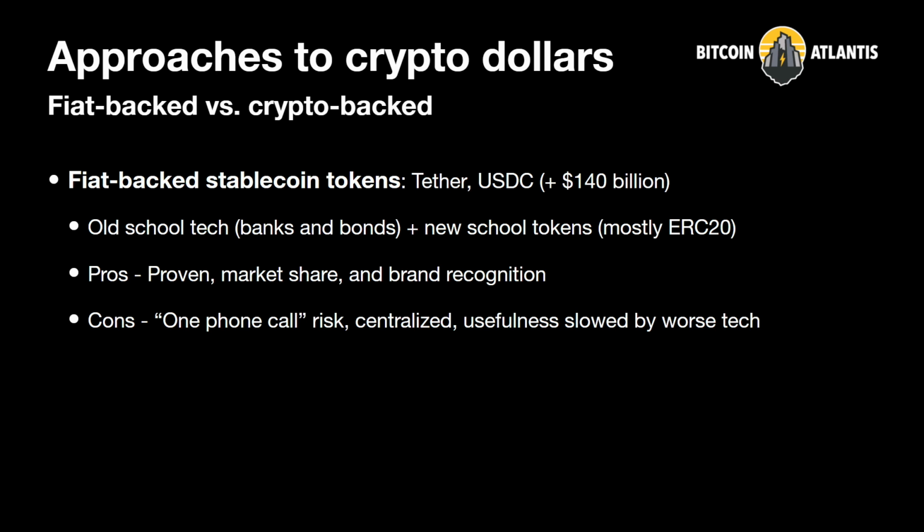How this old-school tech and these new-school tokens are going to play together from a regulatory standpoint is undetermined at the moment. But there are a lot of pros to these tokens, and the market has obviously proven this out. They're proven, they've got great market share, they've got good brand recognition, but the cons are obvious. These are centralized. There's a bank account where these banks and bonds are held. At Tether, it's Cantor Fitzgerald in New York. And all of these fiat-backed stablecoin tokens have what I call one phone call risk. That means one phone call from the U.S. government and these things are done. Your money's gone. Your money's frozen.